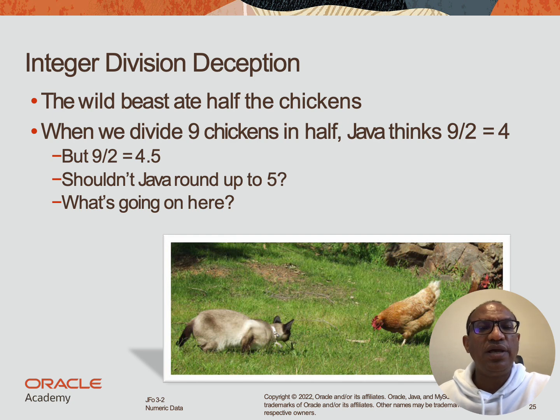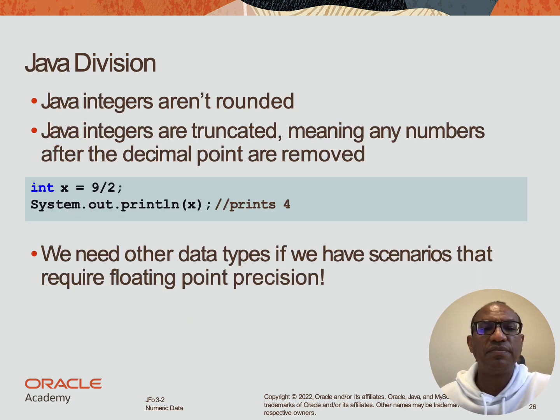But watch out, integer division may give surprising results. For example, 9 divided by 2 will return 4, not 5. That's because Java truncates the result when both operands are integers. No rounding happens, Java just drops the decimal.